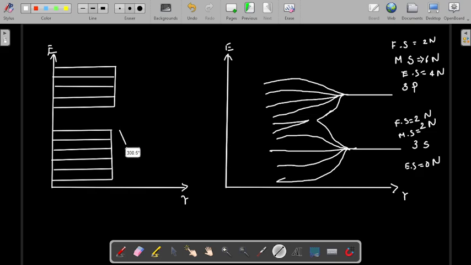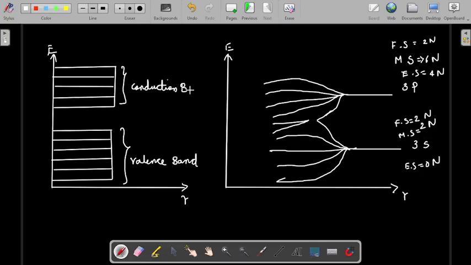This entire thing we will call the valence band, the outermost shell. This will be the valence band. And this will be called the conduction band. The movement of electrons from the valence band to the conduction band is responsible for the current production. Then this gap is called EG, the energy gap or band gap. This is an important terminology.